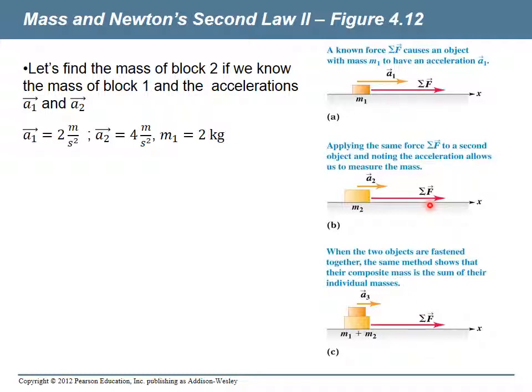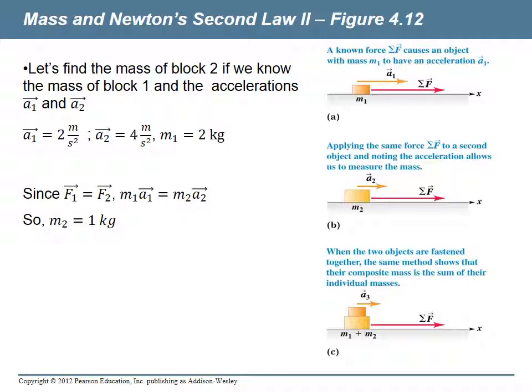So the force acting on mass 1 is the same as the force acting on mass 2, which is the same as the force acting on mass 1 plus mass 2. Let's just throw some numbers out there. Let's say A1 is 2 meters per second squared, A2 is 4 meters per second squared, and mass 1 is 2 kilograms. So we know that F1 equals F2. I'm going to call this F1, call this F2, and these are the same. They're both F. Then I know that F is equal to ma. So mass 1 times acceleration 1 is equal to mass 2 times acceleration 2, and I'm looking for the mass of block 2.